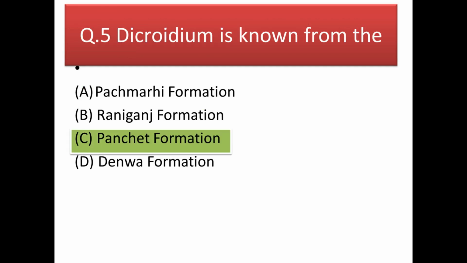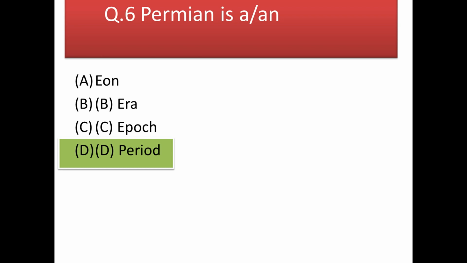Okay. Next question. Dicroidium is known from the Ponchette formation of the Gondwana supergroup. Okay. Next question. Permian is a period. See, we have two eons. One is Precambrian and the second one is Phanerozoic. Now, in the Phanerozoic eon, we have some eras like Paleozoic, Mesozoic, and Cenozoic. Now, in the Paleozoic era, we have some periods, and they are Cambrian, Ordovician, Silurian, Devonian, Carboniferous, and Permian. So, Permian is a period.